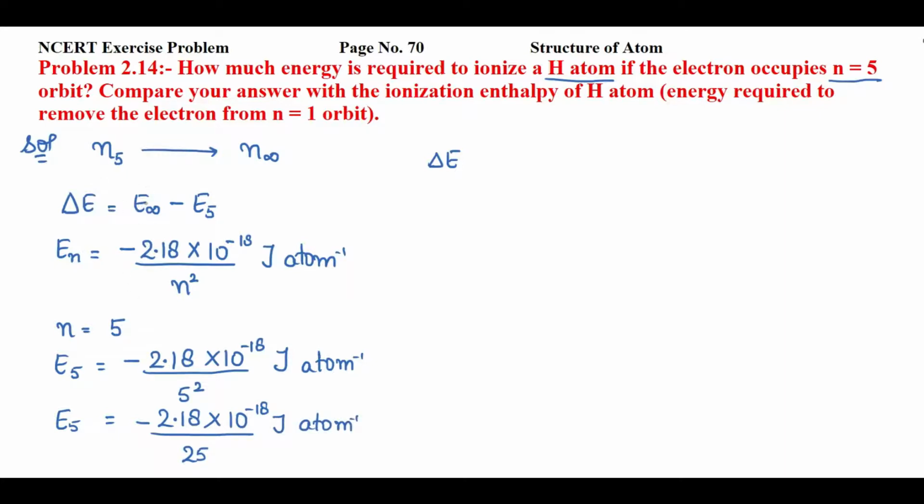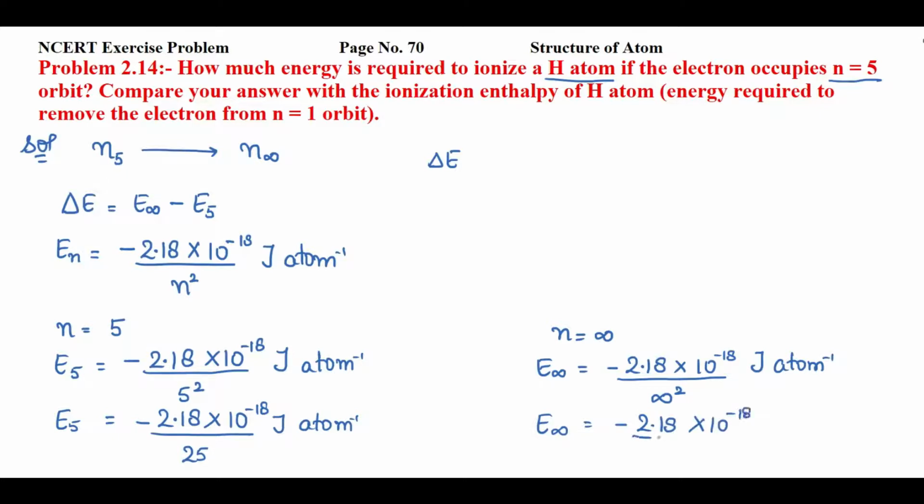We'll see the energy of infinite orbit. So for this, value of n will be infinity. So E subscript infinity equal to minus 2.18 into 10 raised to power minus 18 joule atom inverse, right? So divided by infinity square. So the square of infinity, definitely it will be infinity. So E infinity equal to minus 2.18 into 10 raised to power minus 18 by infinity. The square of infinity will be infinity. So you can write over here, square of infinity is equal to infinity only.